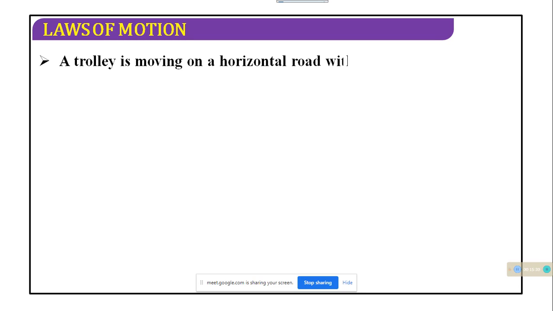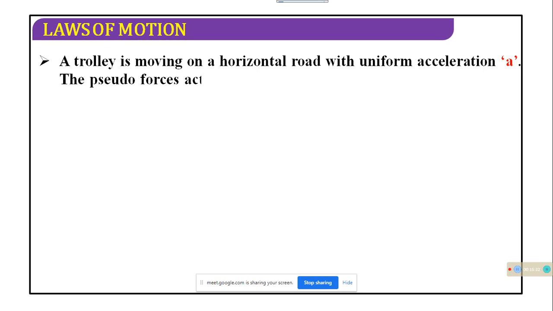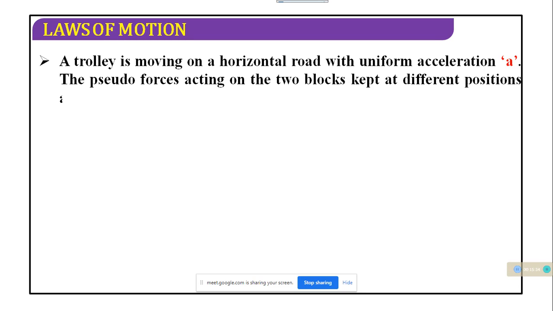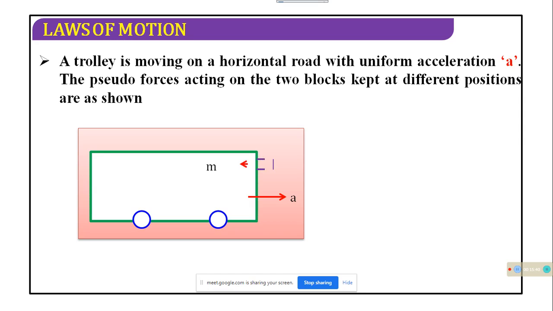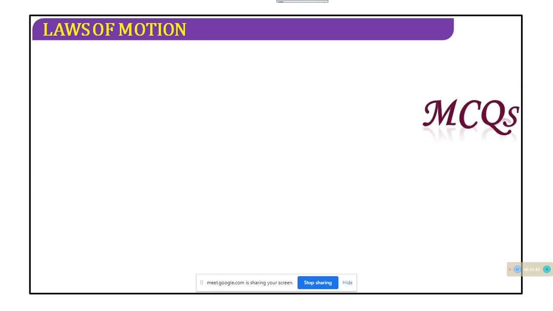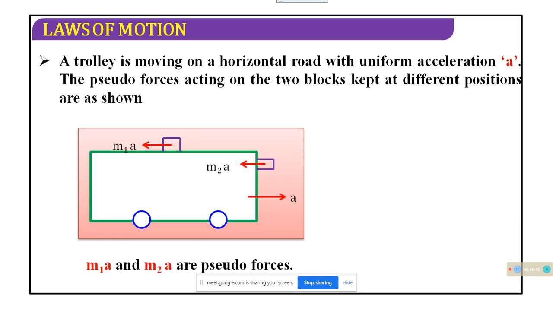A trolley is moving on a horizontal road with uniform acceleration a. The pseudo force acts on the two blocks M1 and M2 kept at different positions, as shown in the figure. Here a is the acceleration, and the pseudo force acts on the bodies. This is the trolley given here.